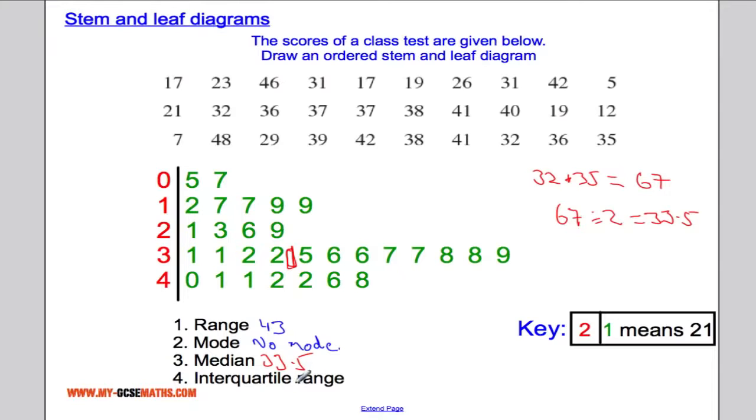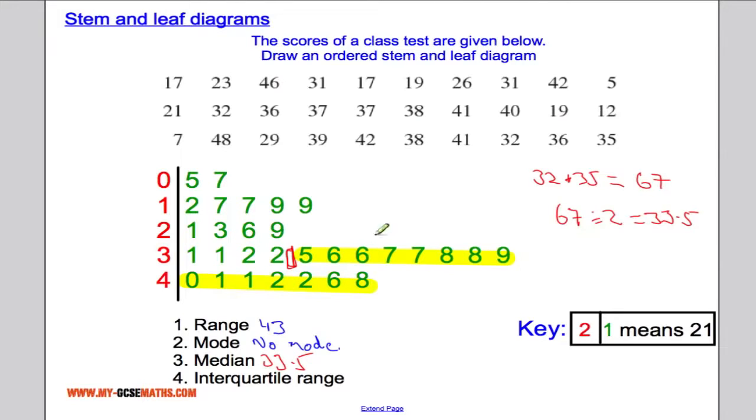Now I want the interquartile range. The interquartile range, I've explained before, is the upper quartile, take away the lower quartile. And to find the upper quartile, basically what I want is the median of everything to the right of the median. So that was my median there. I'm going to work out the median of this data set here, which I'll highlight for you in yellow. So I want the median of this data set here.